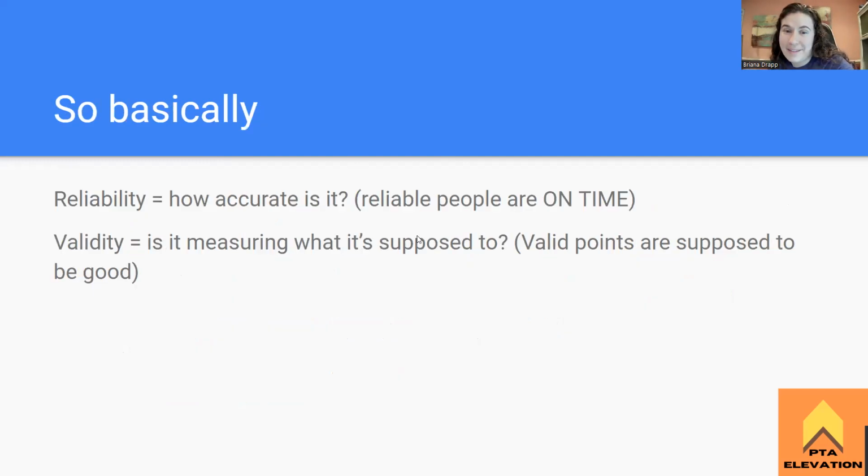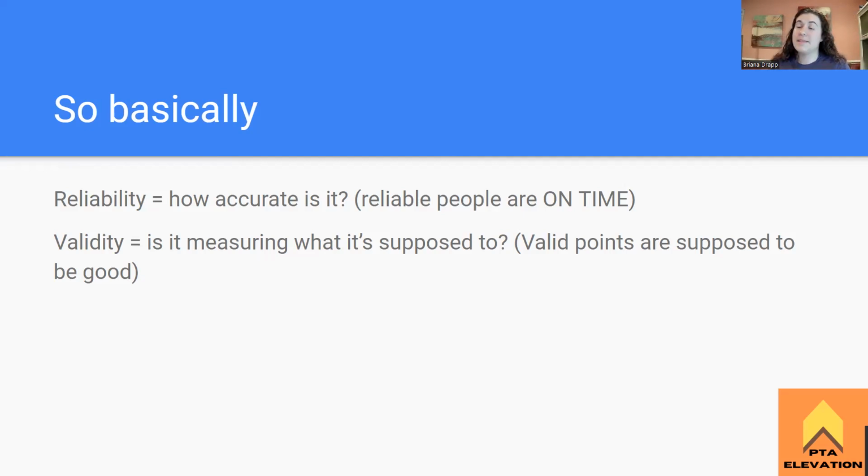So basically, reliability is how accurate is this at doing it. So I always like to think reliable people are on time. So people who are on time are accurate with their arrival time. That's how I remember it. So reliable people show up on time at the exact precise time that they need to show up. That's how I remember it for accuracy.